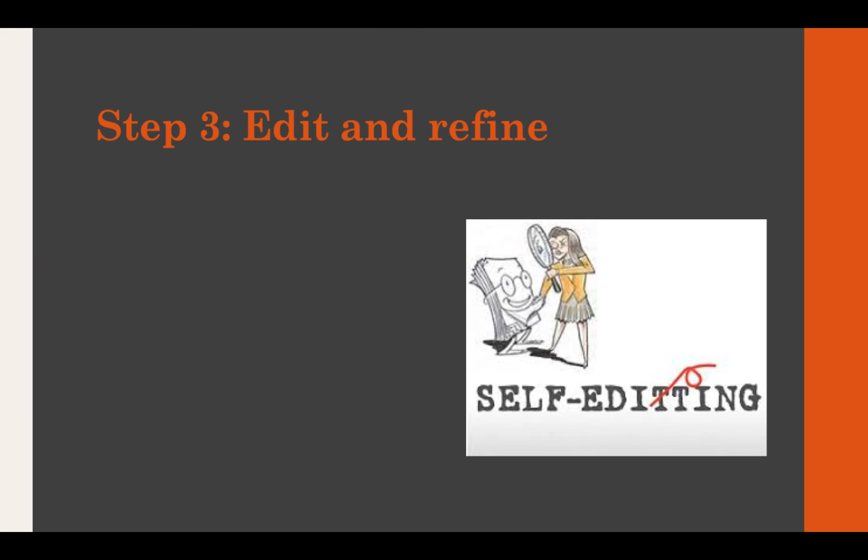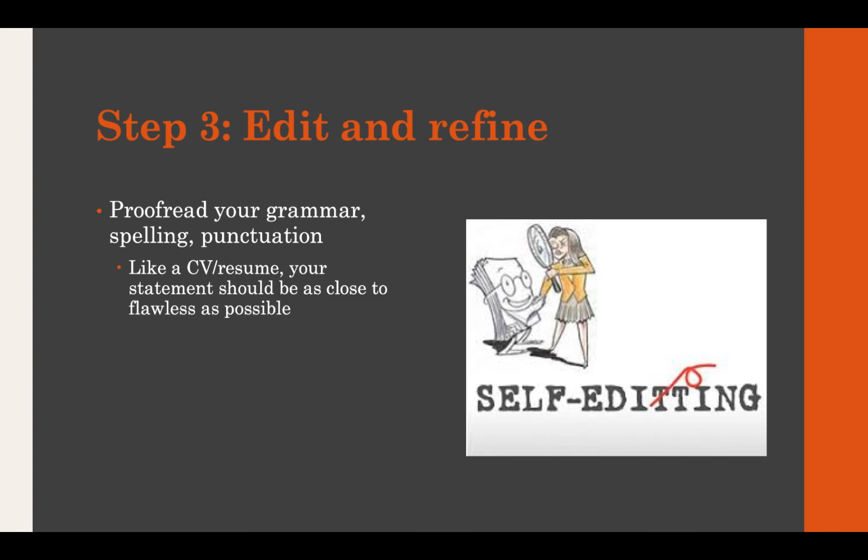The third step is to edit and refine your statement. And this includes proofreading your grammar, spelling, and punctuation. Like a CV or resume, your statement should be as close to flawless as possible. Grad students are on the path to becoming professional writers, so you don't want to have any mistakes in your application.